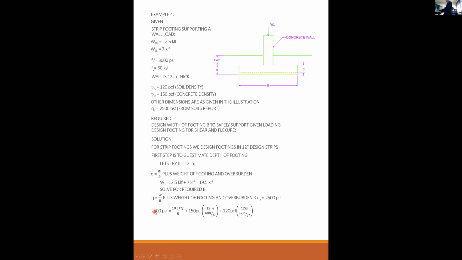And so I set up my equation. The allowable 2,500 PSF is equal to my actual load divided by the width of the footing, plus the weight of the concrete times 12 inches thick, because I guessed 12 inches thick, plus the weight of the soil times 12 inches thick, because it says 12 inches thick. What do I get? I solve for B, and B is equal to 8.74 feet wide. So I'm going to say, let's make it a 9-foot wide footing.